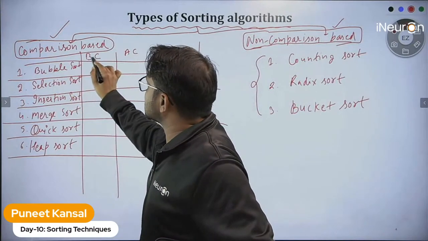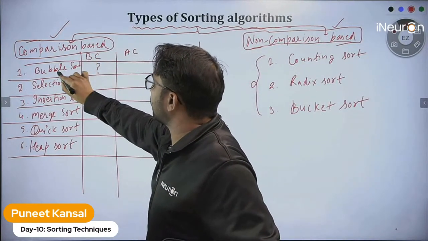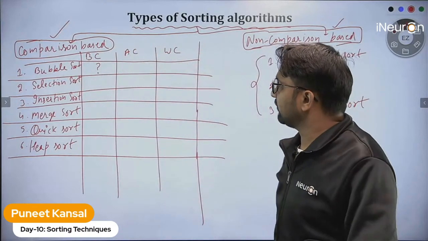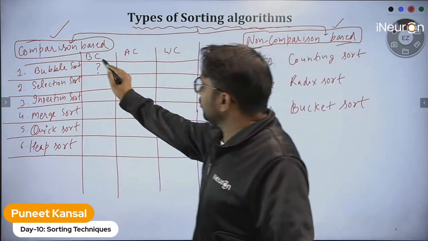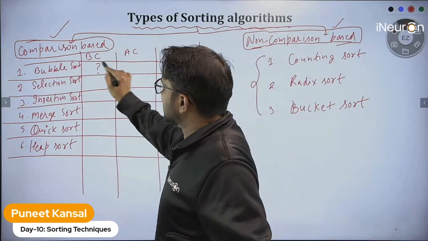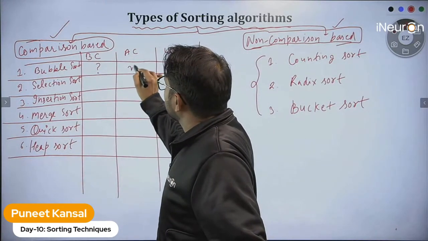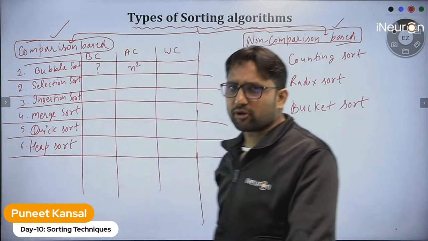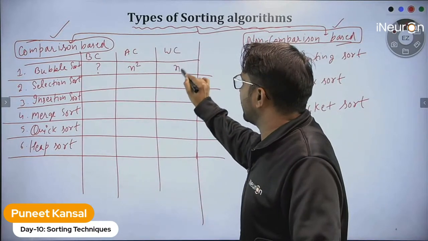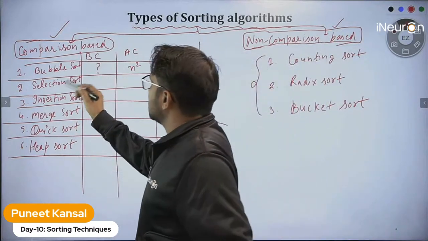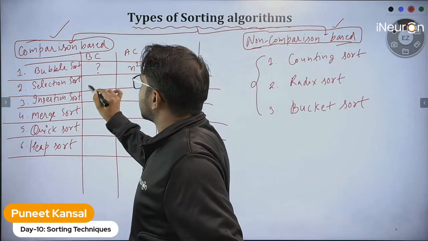What is the best case? BC means best case complexity of bubble sort. Then average case, and WC, worst case. You need to tell me what the best case complexity of bubble sort is. Average case is n square. Worst case is also n square. Selection sort.